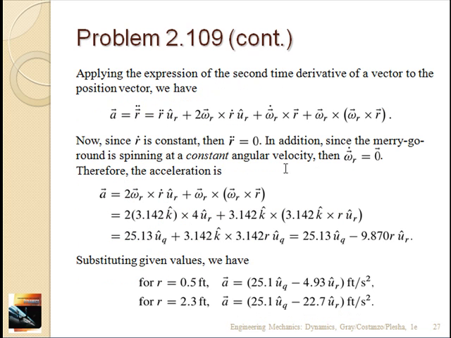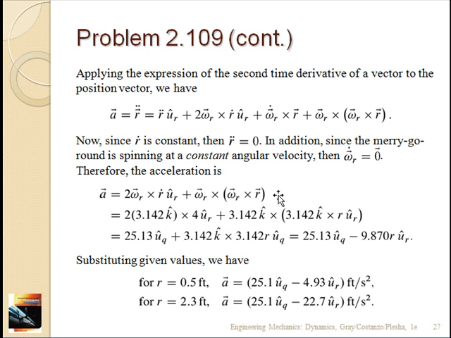Now let's do the acceleration. Again, we just write down this ugly expression for the second derivative of a vector. Because the boy's walking at a constant rate radially, the second derivative of the magnitude of r is 0, right? So this term is 0 because the boy is walking at a constant rate. Also, because the merry-go-round is spinning at a constant rate, omega dot is 0. So this first term is 0, the third term is 0, and our acceleration comes from just the second and fourth terms.